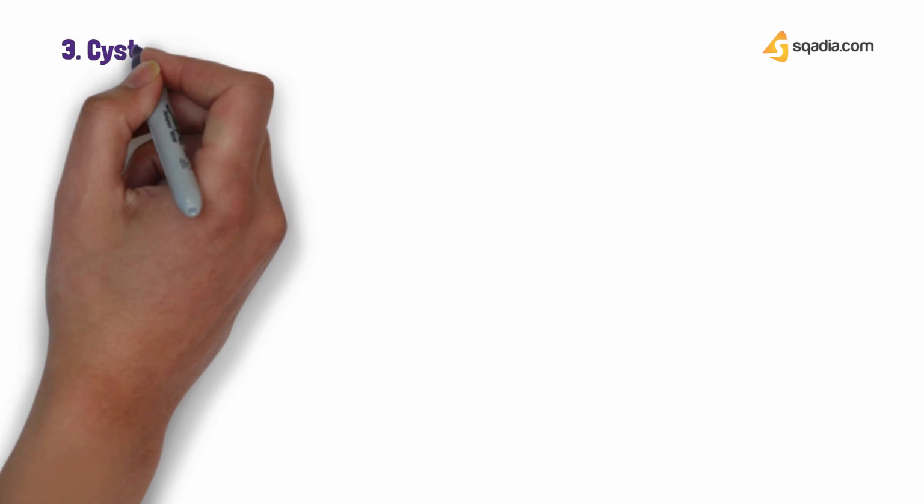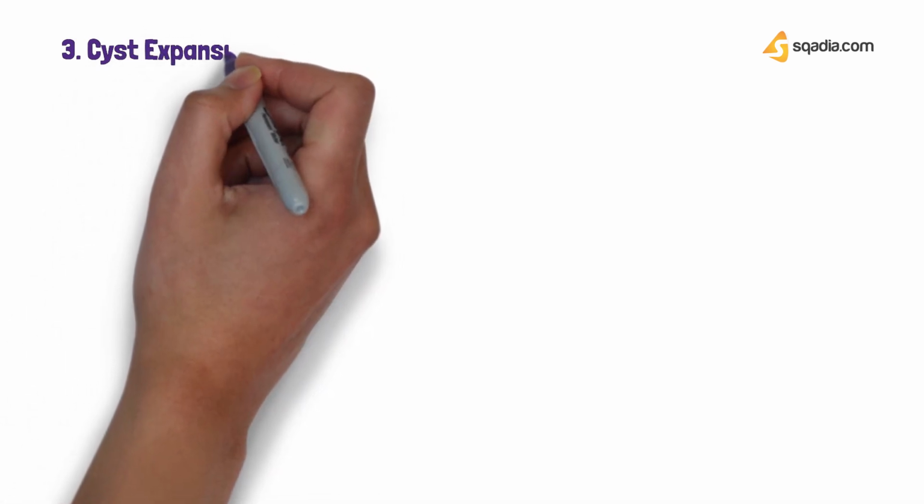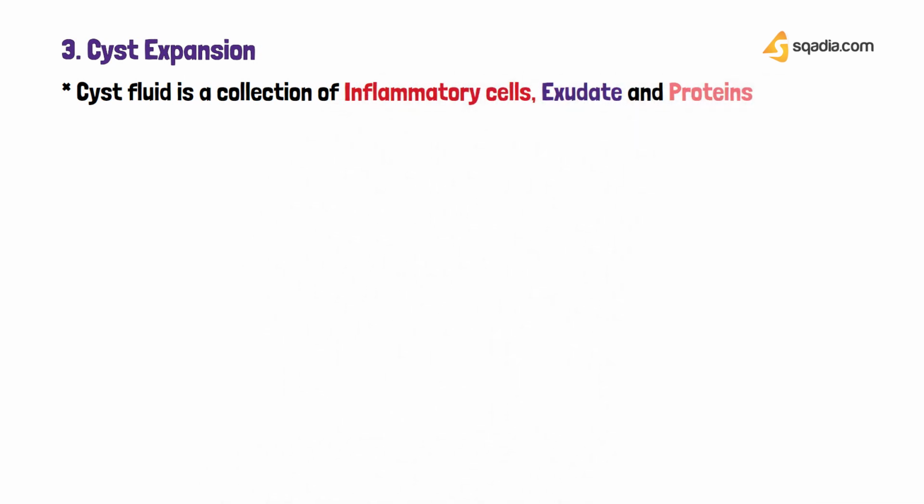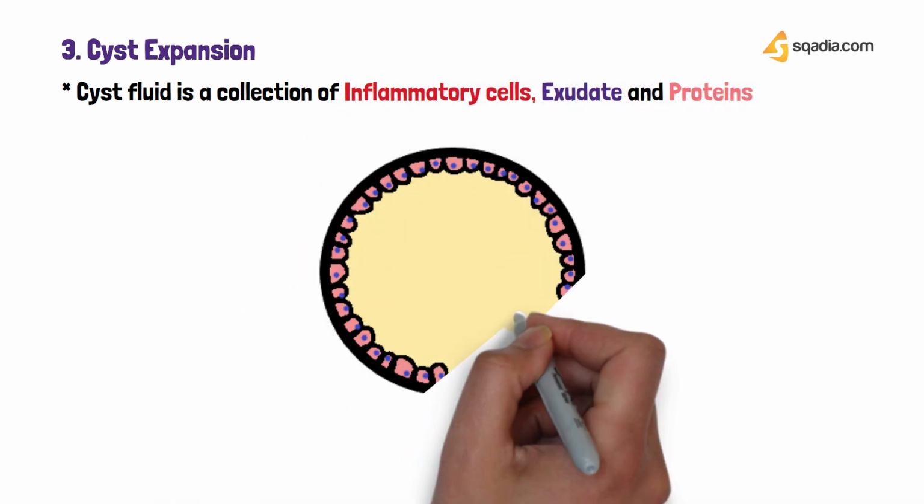Now the last phase for the formation of the radicular cyst is the cyst expansion. So the cyst fluid is basically a collection of the inflammatory cells, exudate, and proteins.